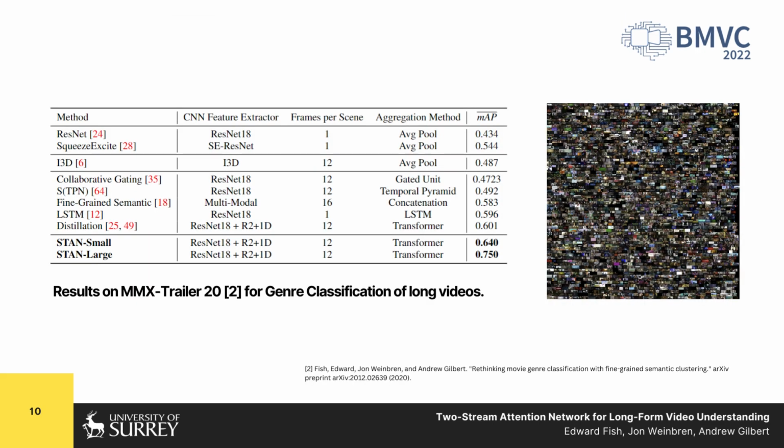So we evaluate the method on two long-form video understanding datasets. First, we show state-of-the-art performance on the MMX Trailer 20 dataset, which is a multi-label genre classification task on film trailers, which contain 2-minute videos with multiple scene viewpoints and actions. We compare with a number of methods for extracting and aggregating CNN features, such as LSTMs, I3D and temporal pyramid networks. Due to the length of the videos in this dataset, we can't compare with current video transformer networks. We also provide results for Stand Large, in which we also train the temporal CNN, and this leads to a 15% improvement in accuracy over current methods.